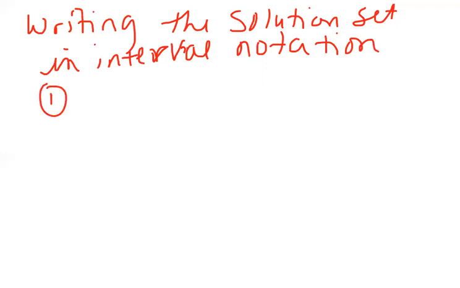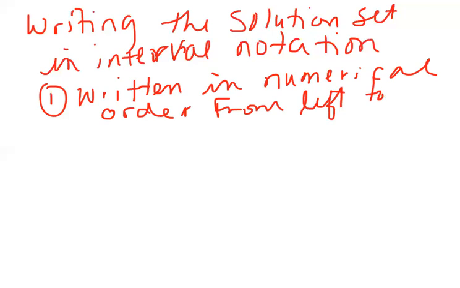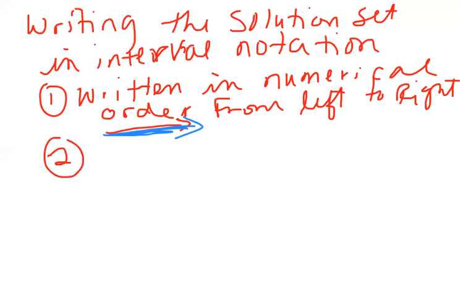Number one, it is written in numerical order from left to right. Just like you're reading a book, from left to right, in increasing order. Now, additionally, number two, here's the second rule for interval notation.